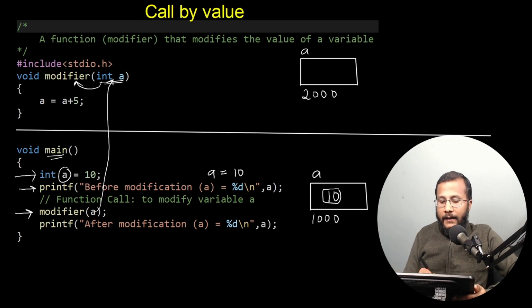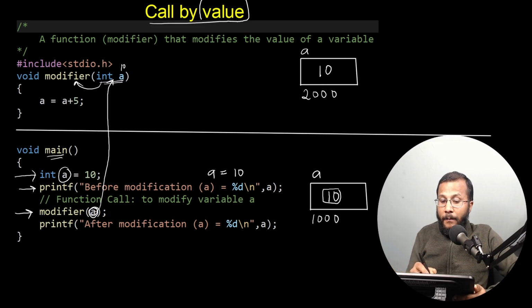Okay, and now because I am passing this a from the main function, I am passing the value, therefore it is called call by value. I am calling this function, I am passing the value. So a would be nothing but 10, right? So this 10 will be copied and will be stored here. So what I'm trying to do is make a copy of a, right?